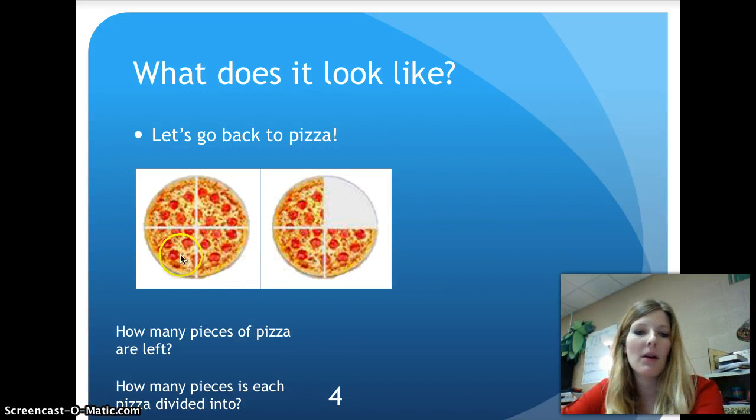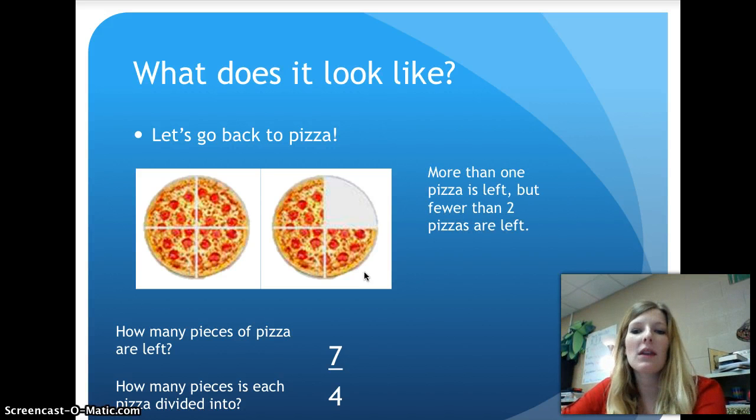I'm going to count them up. 1, 2, 3, 4, 5, 6, 7. I have 7 pieces total out of 4. Since this is bigger than the denominator, I know that I have at least one whole plus a few more extra. So 7 total out of 4 sliced pieces in each pizza. More than one pizza is left, but there are fewer than 2 pizzas. You can see that with the picture.